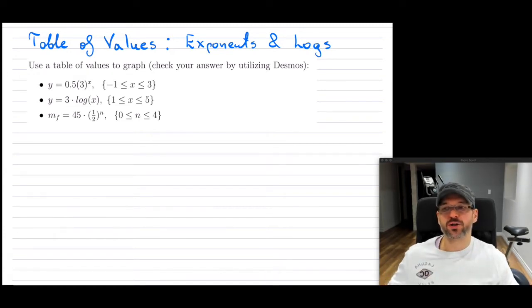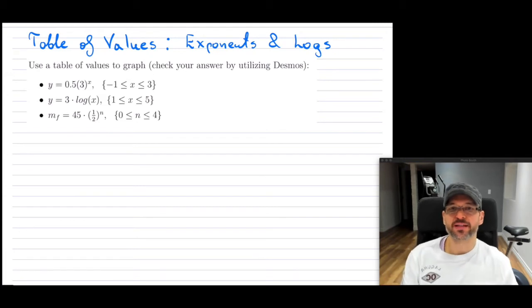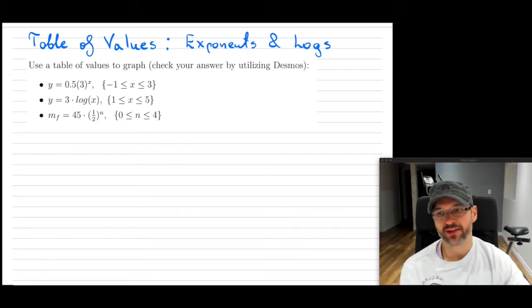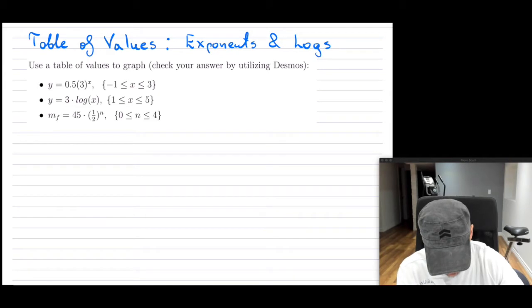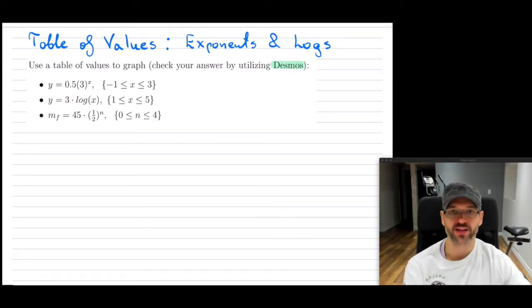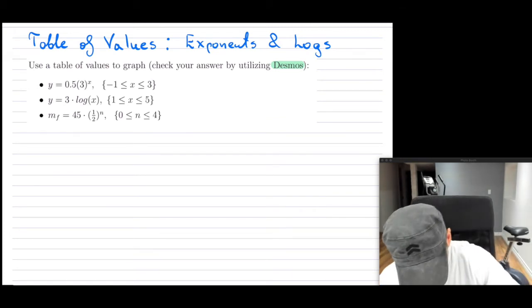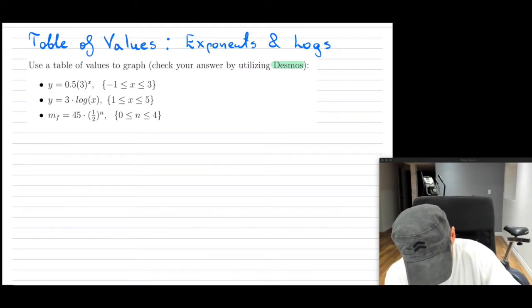So let's take a look at these examples. Let's create a table of values for all of them, and then let's actually try to graph them in some way, just so that you can get a sense of how they look. And just as it says here, use Desmos to check your answers. So we'll use Desmos as well to see how it looks visually in comparison to our graph. All right, so here is example number 1.